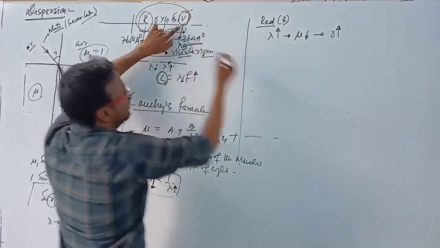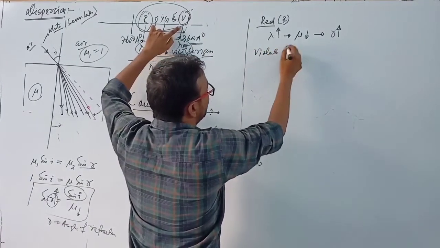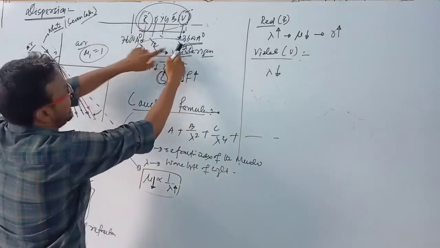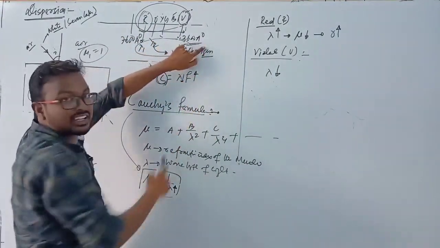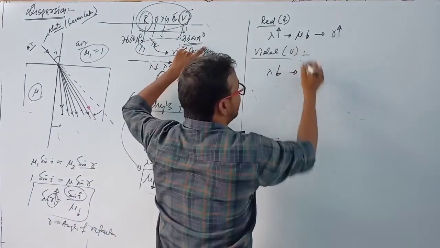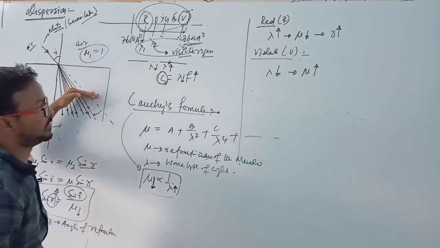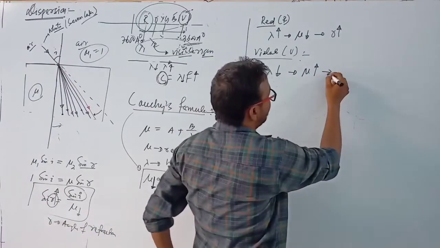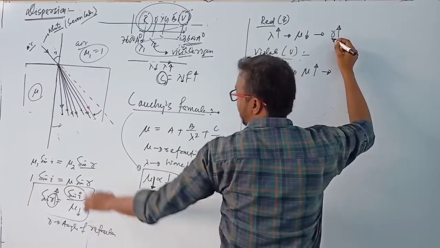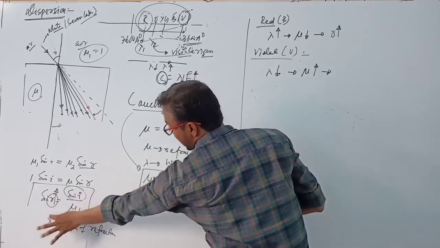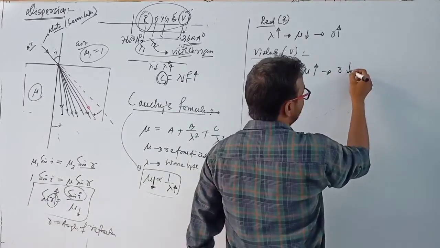And again come to violet light. For violet, V, lambda decreases, because it is the smallest wavelength, nearly about 3800 angstrom. When lambda decreases, the refractive index mu while traveling from one medium to another increases, and mu increasing means R decreases. So R decreases.